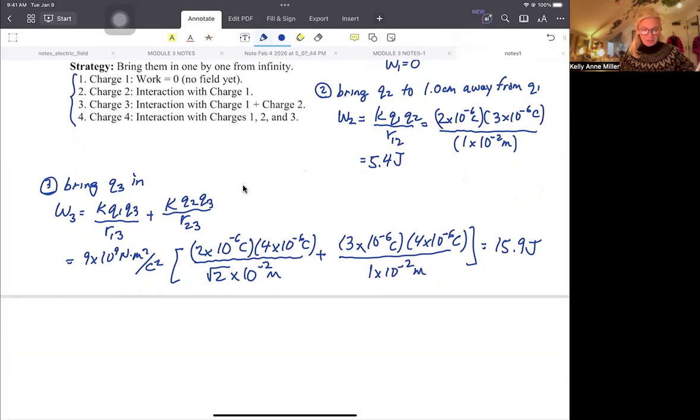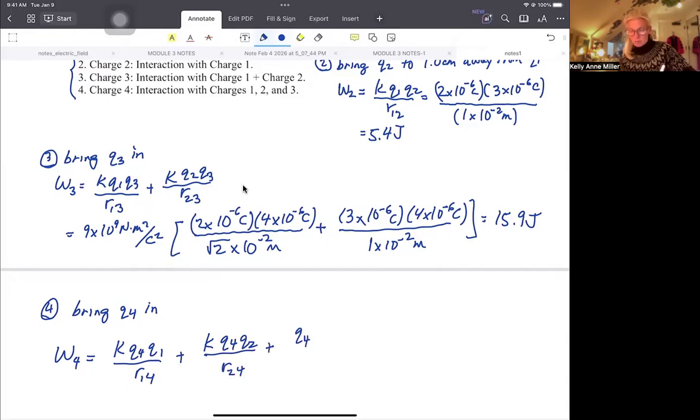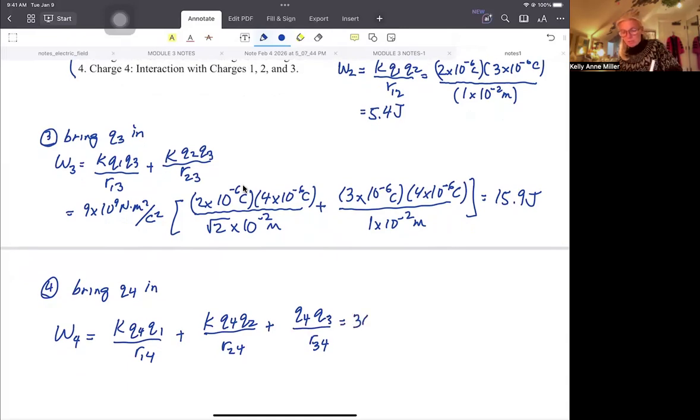So the last step, you're gonna bring the last charge in, so bring Q4 in, and it's the exact same step, right? So you're gonna multiply out, K times Q4 times Q1 divided by the distance between those two charges, plus Q4 times Q2 divided by the distance between those two, plus Q4 times Q3. Okay. And so you can sub in all those values. You should get like 36.5 joules.